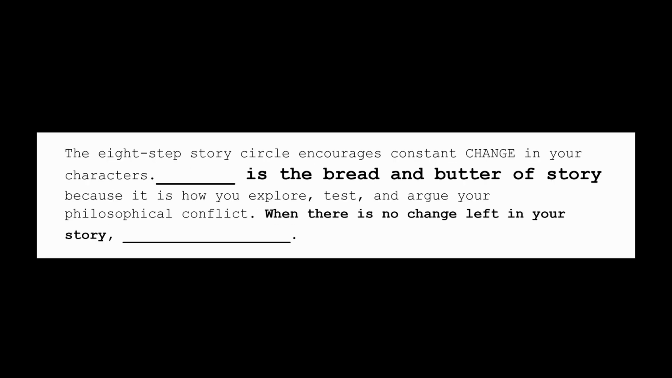The 8-step story circle encourages constant change in your characters. Change is the bread and butter of story because it's how you explore, test, and argue your philosophical conflict. When there is no change left, your story ends. Constant change equals progression, which equals momentum.